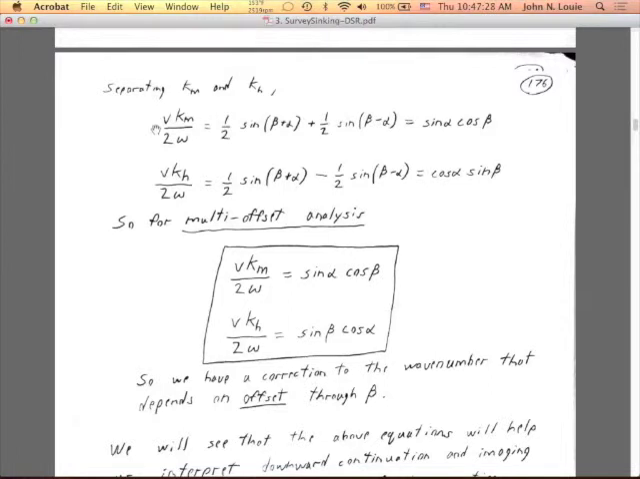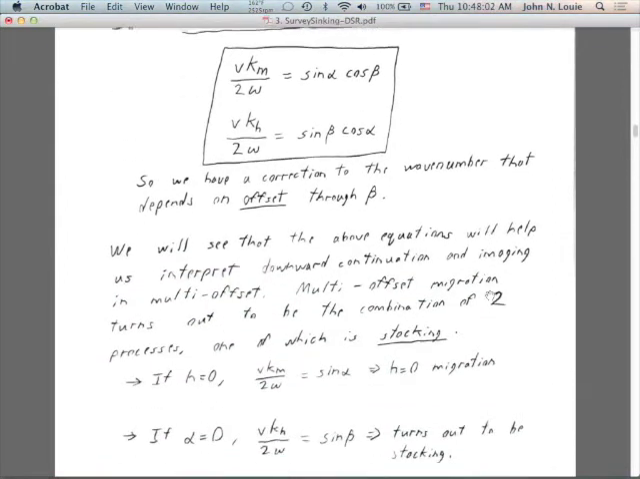And so we have 2km over 2 omega is equal to 1 half sine of beta plus alpha plus 1 half sine beta minus alpha, which is equal to sine alpha cosine beta. And then 2kh over 2 omega is equal to 1 half sine beta plus alpha, same as the other one, but now minus 1 half sine beta minus alpha. And that's equal to, different from what we were doing for km, cosine alpha times sine beta. All right, so you boil that down.